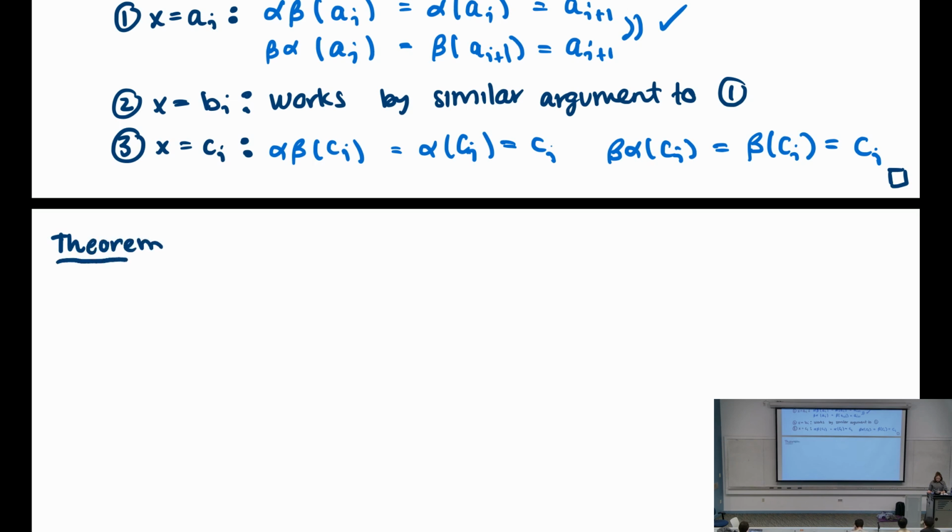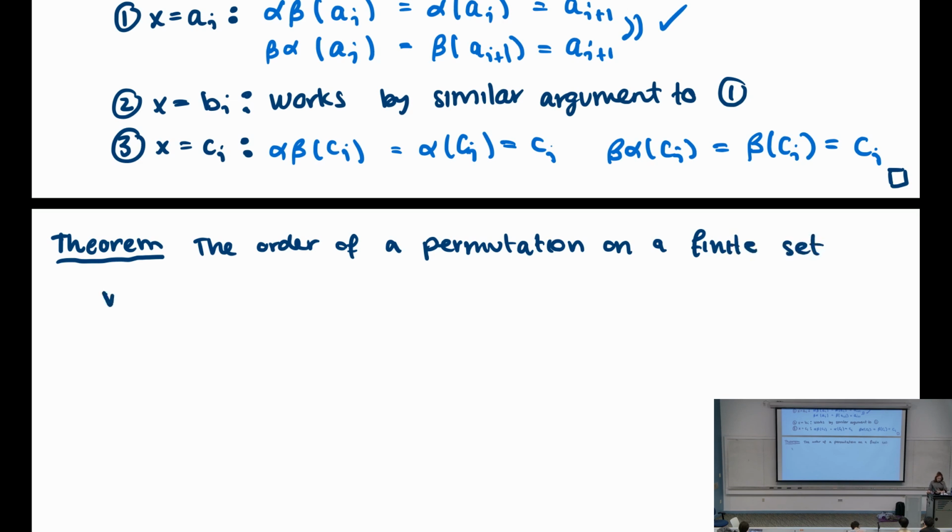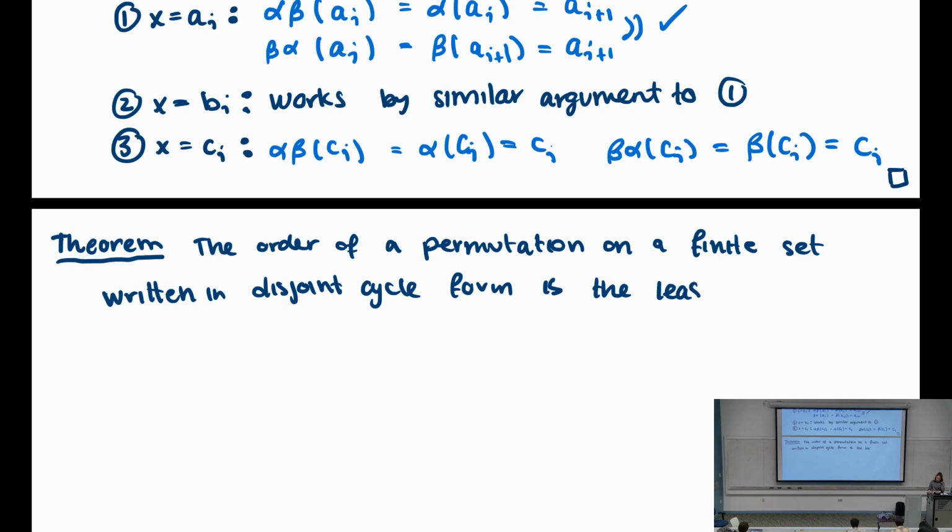So this theorem says that the order of a permutation on a finite set written in disjoint cycle form is the least common multiple of the lengths of the cycles.